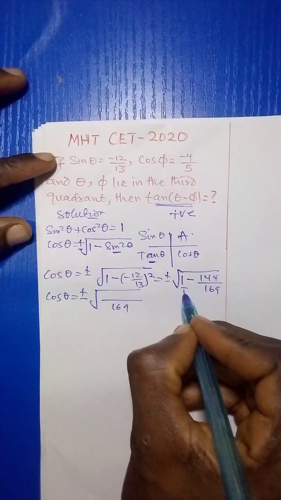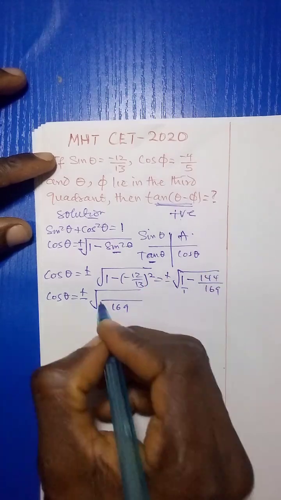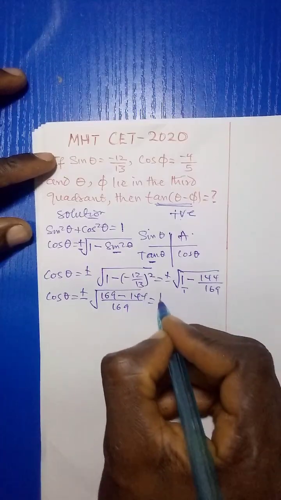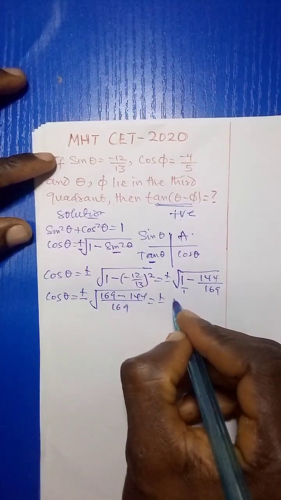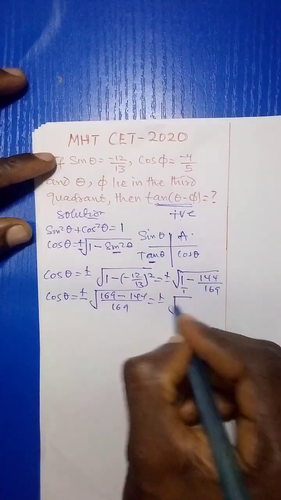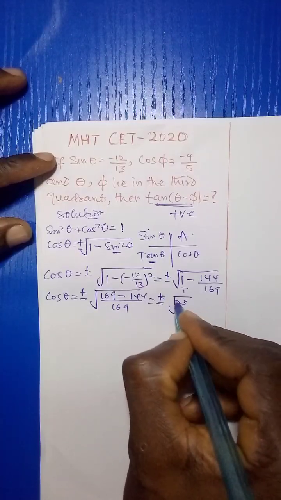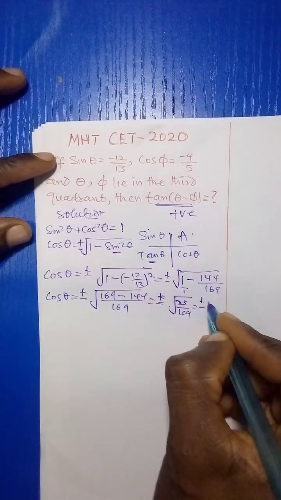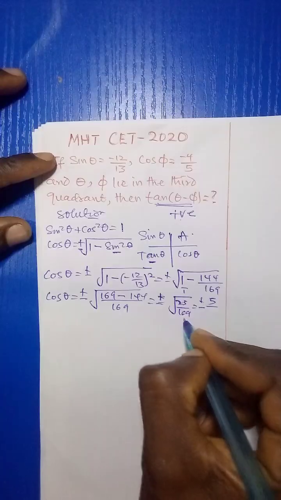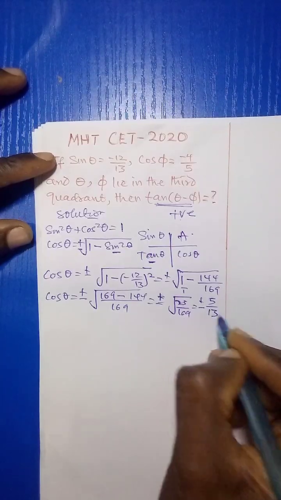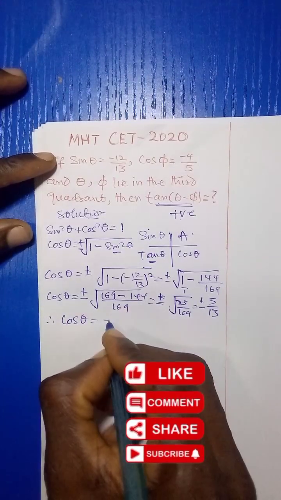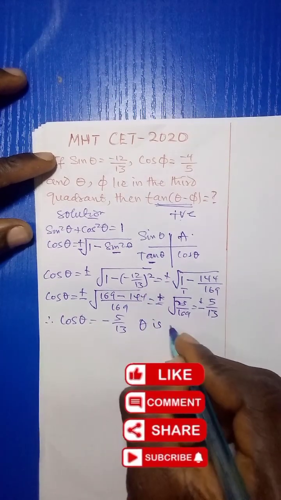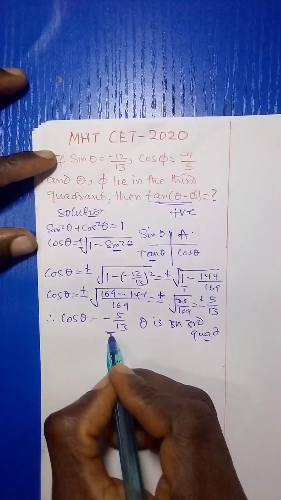So cos theta is equal to plus and minus the square root of, the LCM is 169. I want to convert these two fractions into a single fraction. Here is 169 minus 144, equals plus and minus the square root of, 169 minus 144 will give us 25. So we have plus or minus 25 all over 169, which is plus or minus the square root of 25 is 5 and that of 169 is 13. Cos theta is equal to minus 5 over 13. Let's remember that theta is in the third quadrant. So this is the value of cos theta.